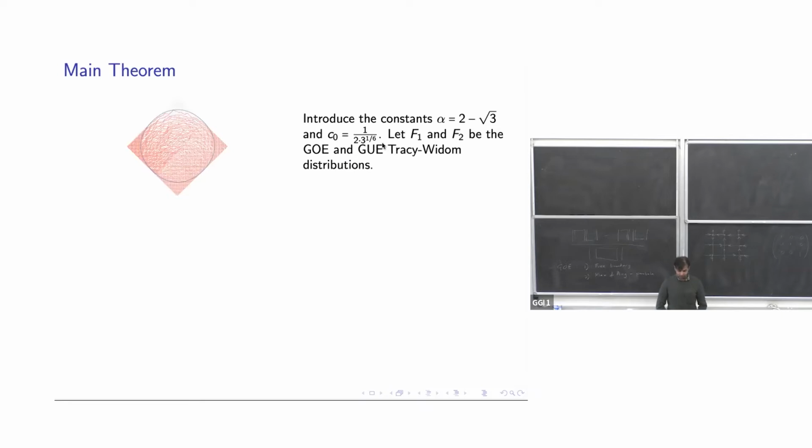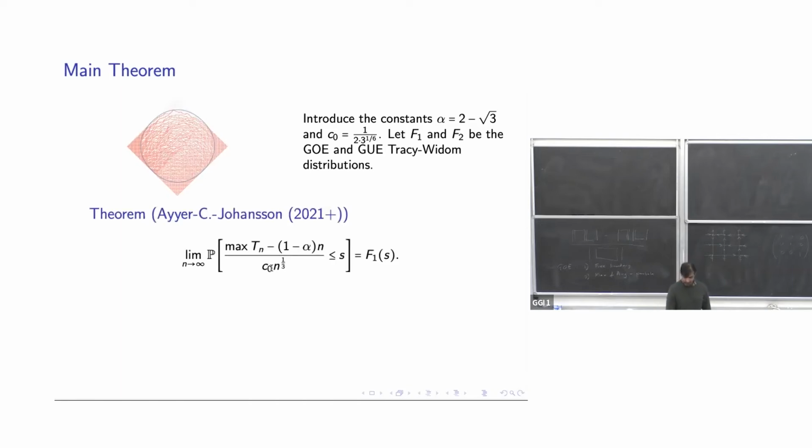So I'm going to introduce constants: alpha is equal to 2 minus square root of 3, and C0 is equal to 1 over 2 times 3 to the 1/6. So this is the scale factor. I'm going to let F1 and F2 be the GOE and GUE distributions, respectively. So our main theorem is that if you look at the maximum of the top path, you minus by 1 minus alpha times n. So essentially you're subtracting this distance here, so you're getting rid of that. Then you divide by C0 n to the 1/3, which is the size of the fluctuations. If you look at this object, it converges to the Tracy-Widom GOE distribution.